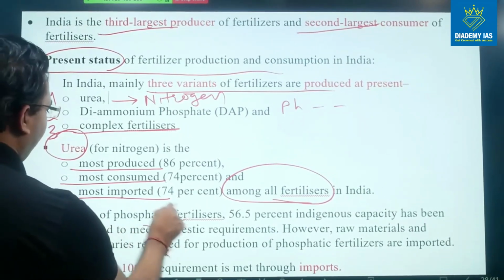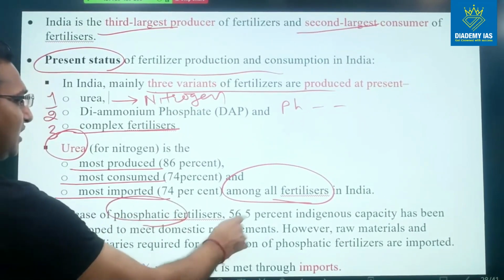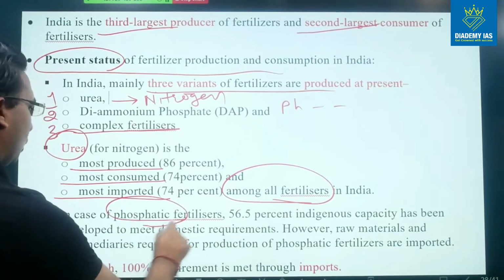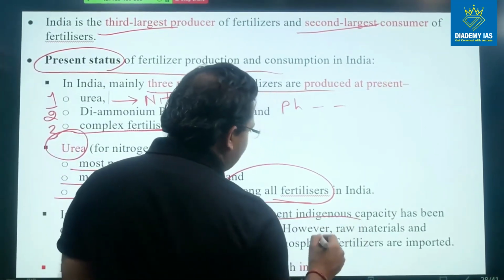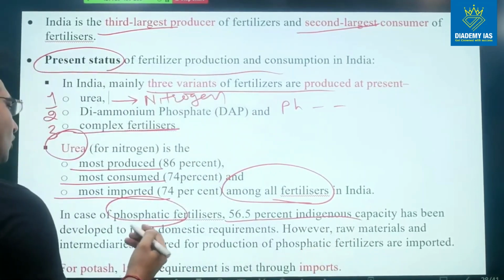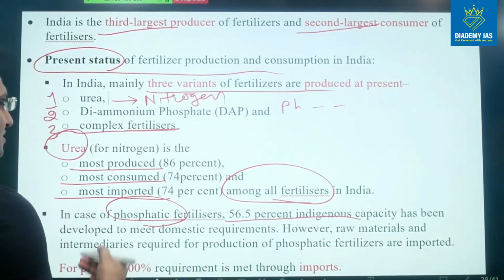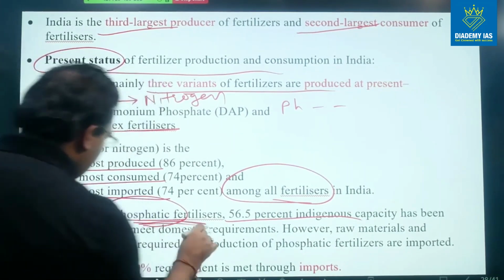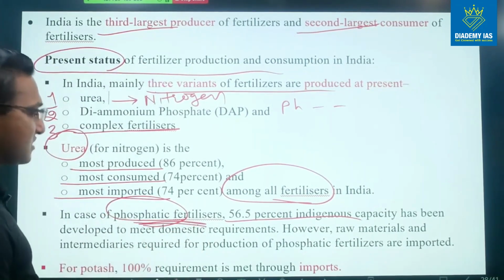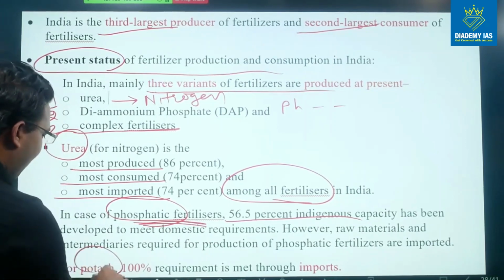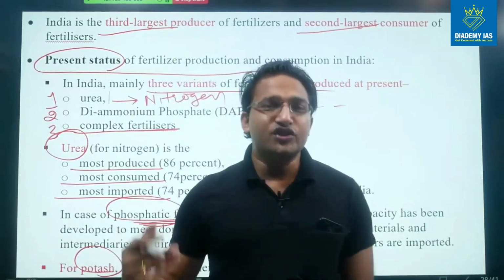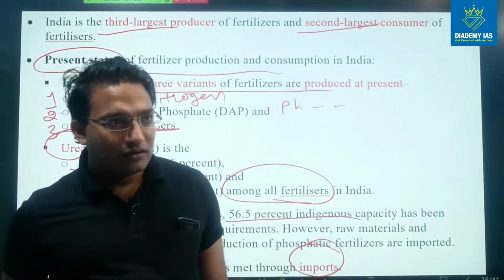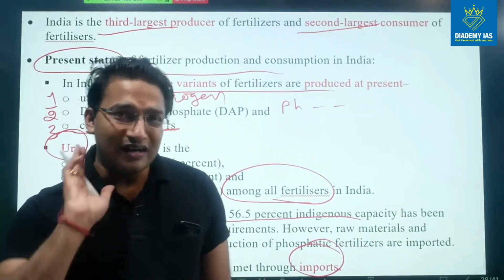In case of phosphatic fertilizers, 56% indigenous capacity has been developed to meet domestic requirement. यानी कि 56% जो indigenous capacity है वो काम आ जाती है. It means there is some import also. So phosphate is imported also and it is produced indigenously also. Potash is 100% imported, है ना. So if someone asks which macronutrient we import, this is the potash.